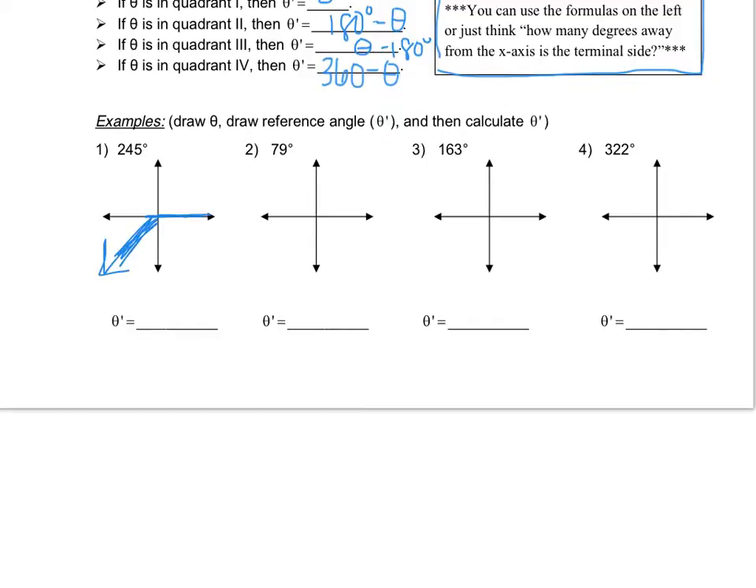so here's our angle. That's theta, that's 245 degrees. Okay. And we want to know the reference angle, which is from the x-axis and the terminal side. So how many degrees away are you from the x-axis? Well, the x-axis is at 180, so 180 has to be taken away from 245. And you should get 65 degrees for your reference angle.